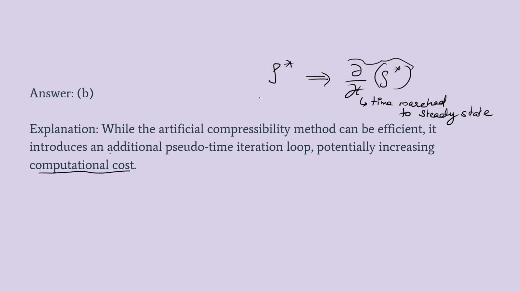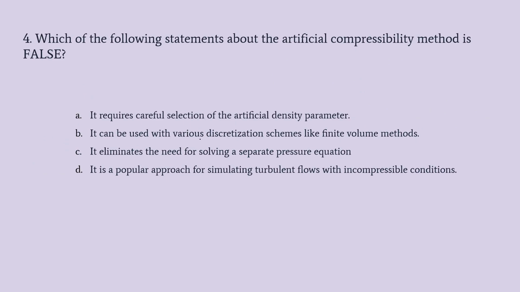Compared to other pressure based algorithms or solvers, here we have a pseudo transient time, which we should iterate in a pseudo time iteration loop, and we should take that to a steady state condition. That is, this time should reach a steady state so that the effect of this transient time is nullified in the solutions. So that's the difference between the artificial compressibility method and other pressure based solvers. Moving on to the next question.